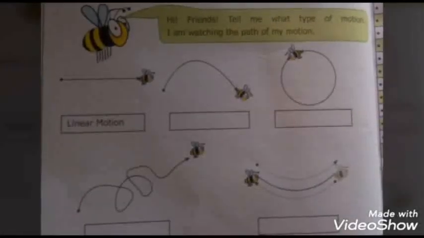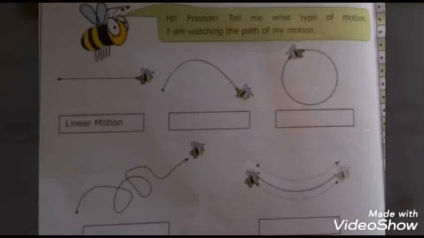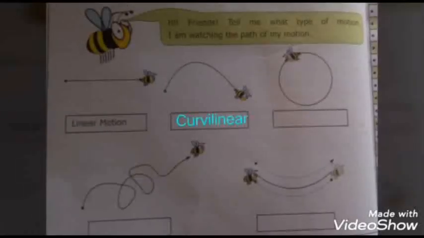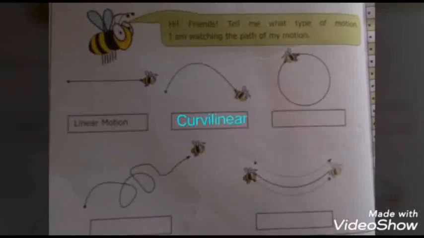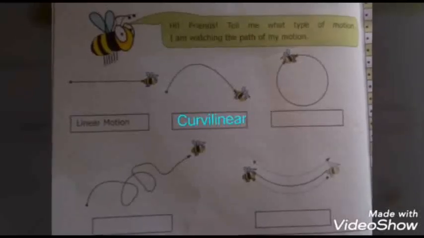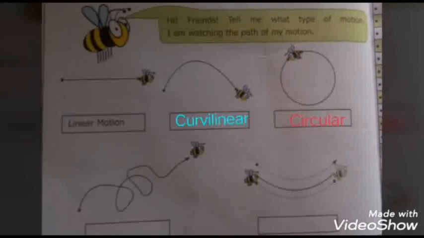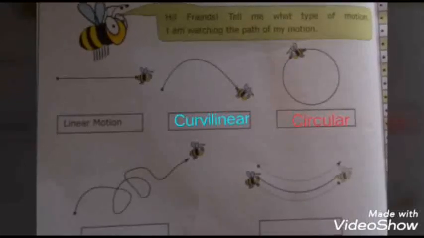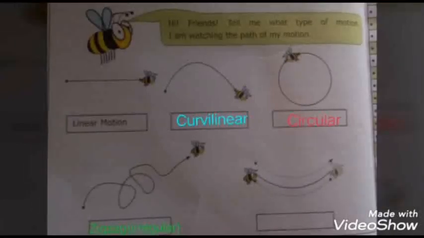Now you look at the image and tell the correct motion of the image. The first one is linear motion, second one is curvilinear, third one is circular motion, next one is zigzag or irregular motion, the last one is oscillatory motion.